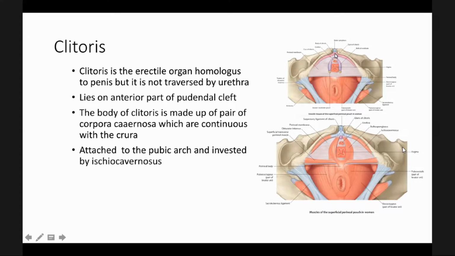This is the body. In the body you can see the corpora cavernosa. The corpus cavernosum of either side fuse to form the corpora cavernosa that forms the body, and in the anterior part, it then divides into two parts. One goes towards the right, the next goes towards the left. They are known as crura. These crura are then covered by a muscle. That muscle is similar to the male, that is the ischiocavernosus.